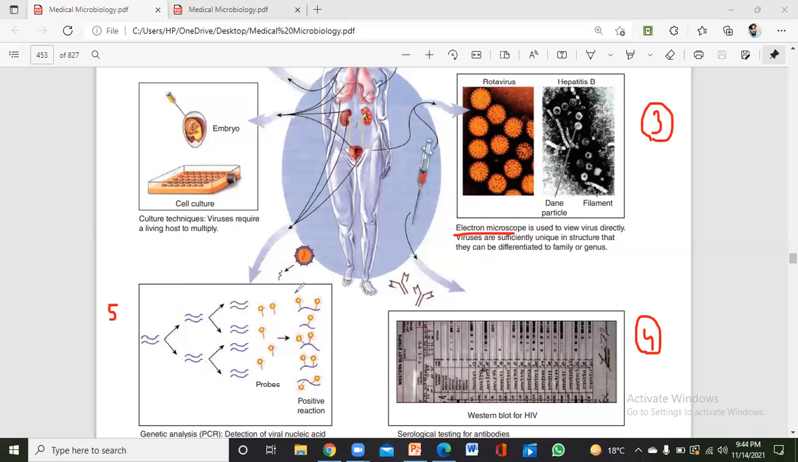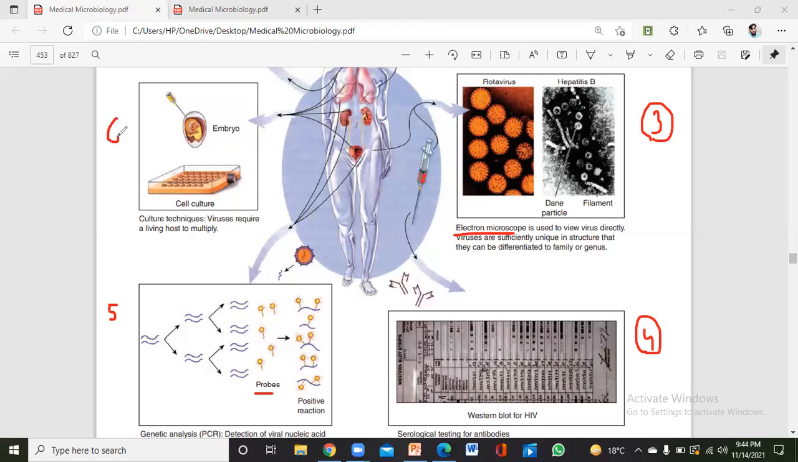After that we add specific probes to that DNA. Keep in mind that these probes are specific to that specific type of DNA of the virus. When they get attached to the DNA, they start lighting up, so we can observe that we have our specific DNA. So this is the fifth way of detecting a viral infection.